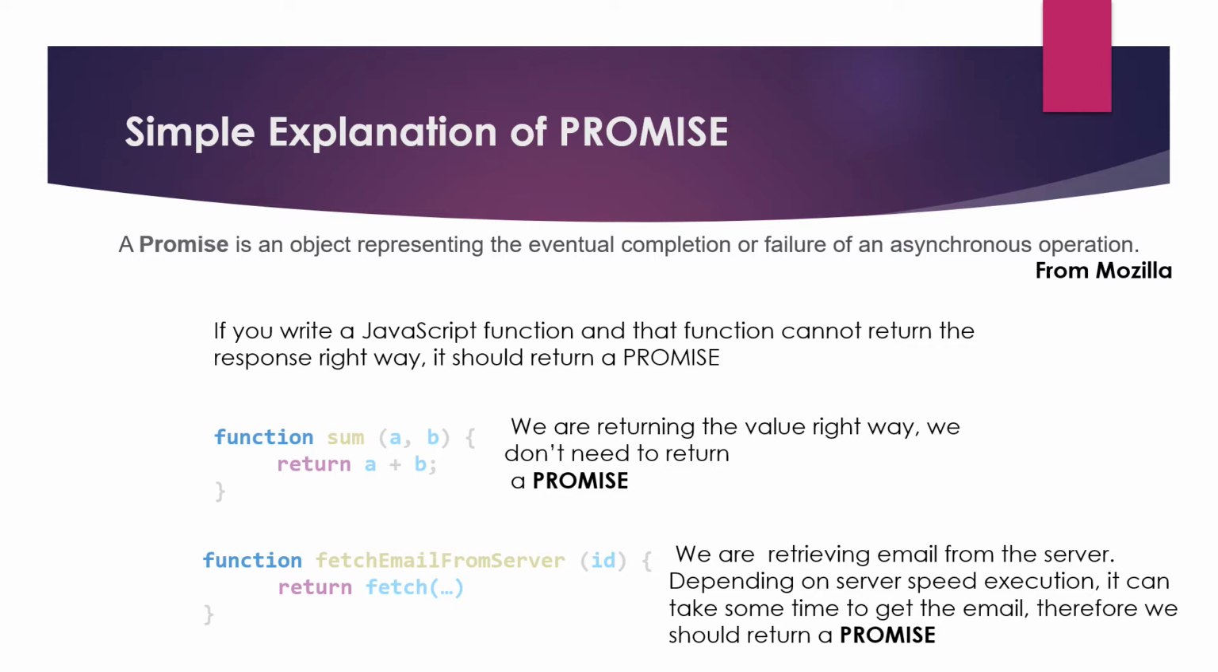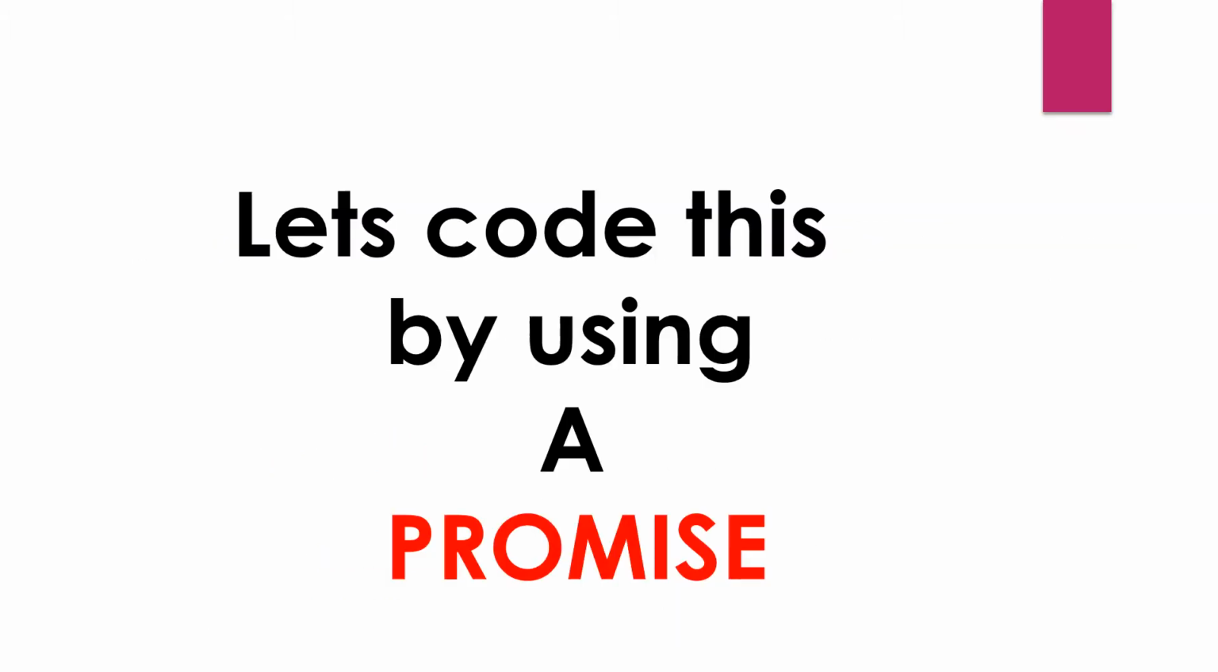But if we are trying to fetch an email from the server, then it's gonna take some time. Depending upon the server speed, it can take many seconds to get the response. So we should return a promise in that case. Now let's see how we can write this example in JavaScript using a function and a promise.